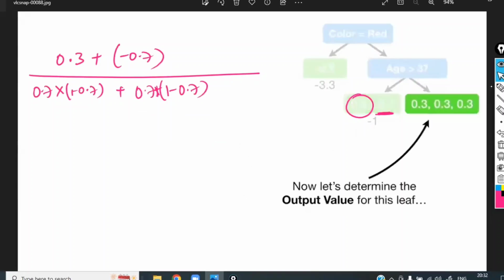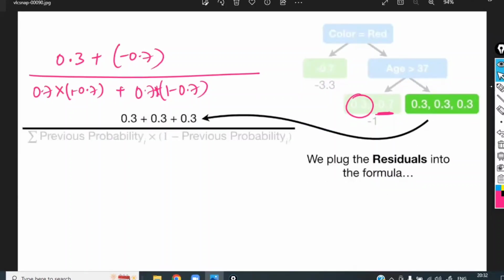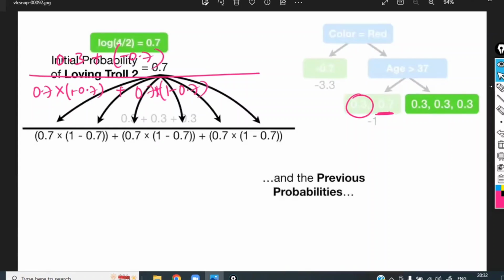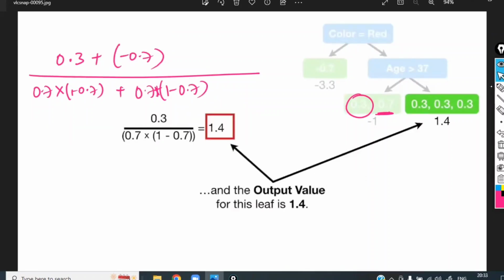Now you are going to consider the third leaf node. For this, what is the sum of the residuals? 0.3 plus 0.3 plus 0.3, divided by, for this record, what is the previous probability? 0.7 only. For this also 0.7 only, and for this also 0.7 only, the initial probabilities. So again, you keep the same thing and calculate. Now this value was transformed to 1.4. Now you keep these values, -3.3, -1 and 1.4, in the decision tree. In the decision tree, you write these values.